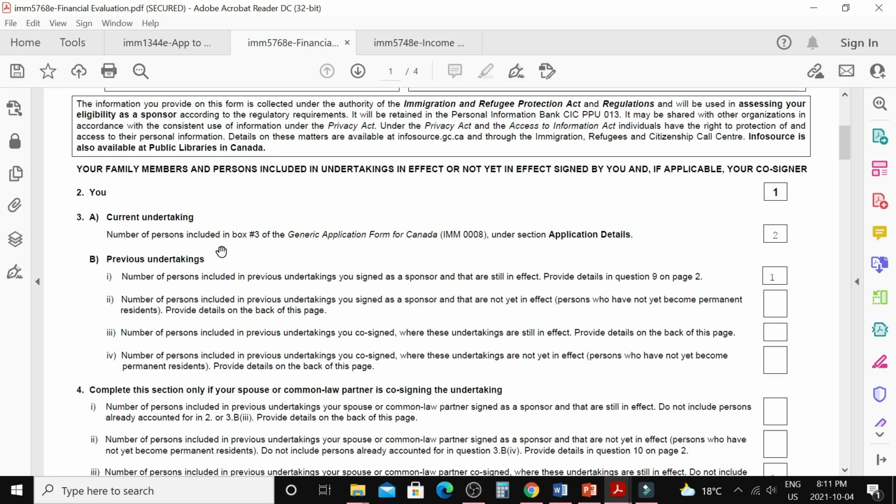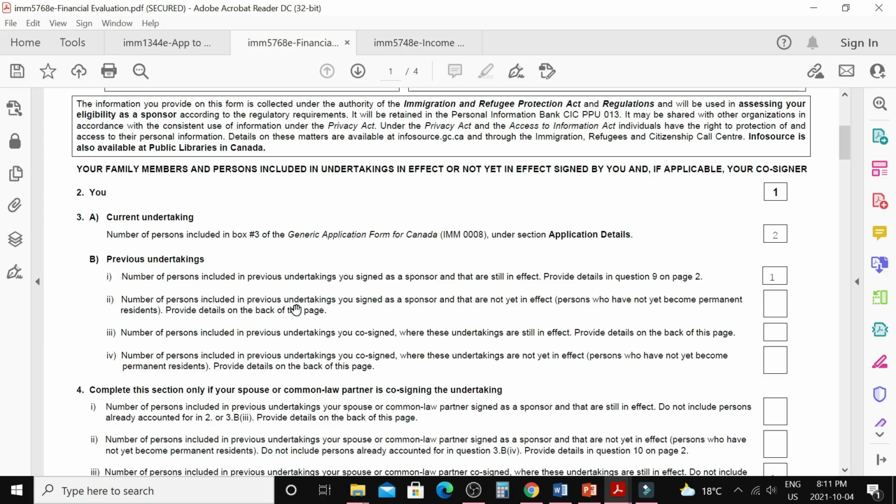Next, previous undertaking. If you sponsored someone else before, you need to answer here. So this is all about the main sponsor. Number of persons included in previous undertakings you signed as a sponsor. Suppose you invited your parents before and now you want to sponsor your grandparents, so you can see right here, both parents you sponsored before, or a single parent or grandparent you sponsored before, otherwise just leave it blank.